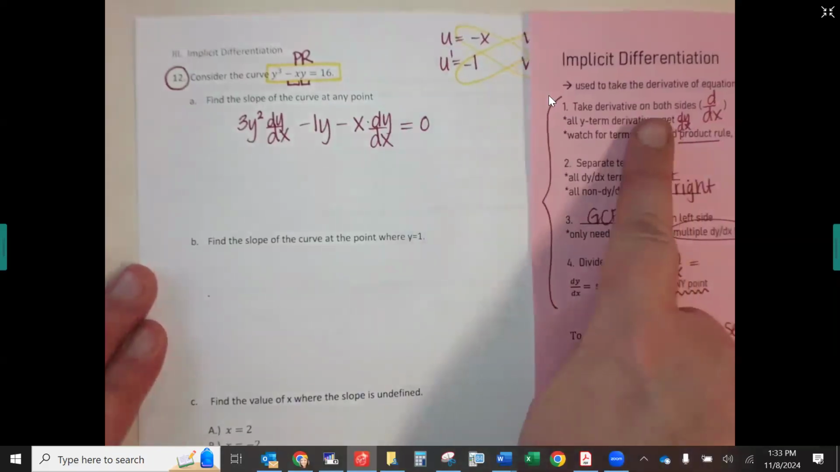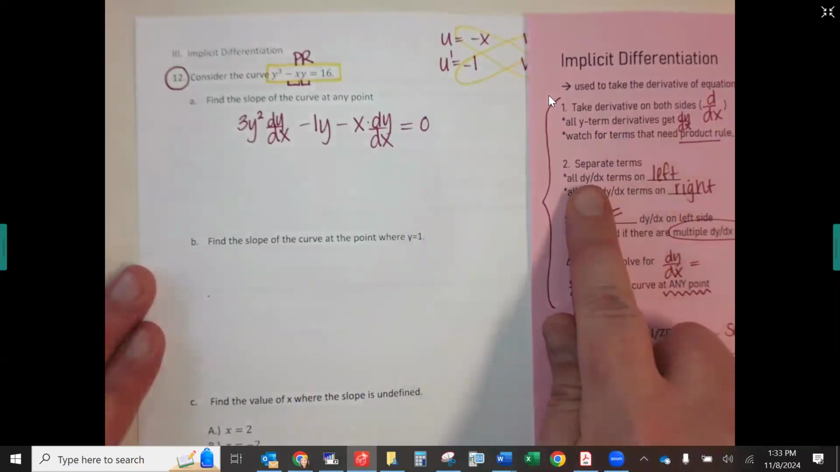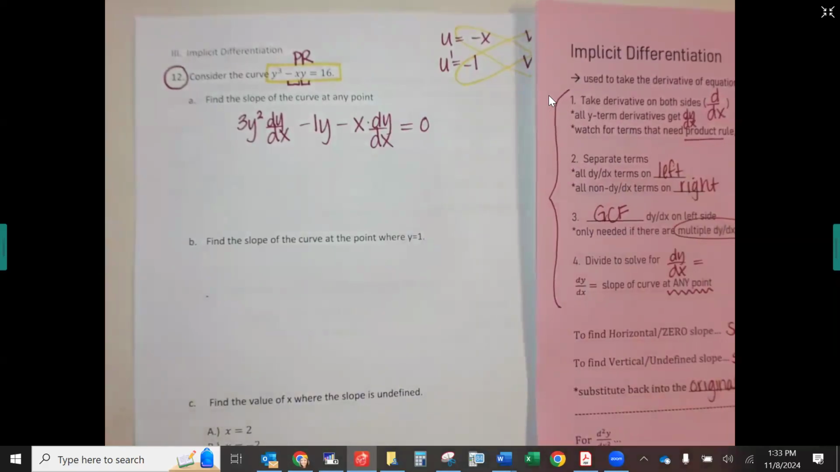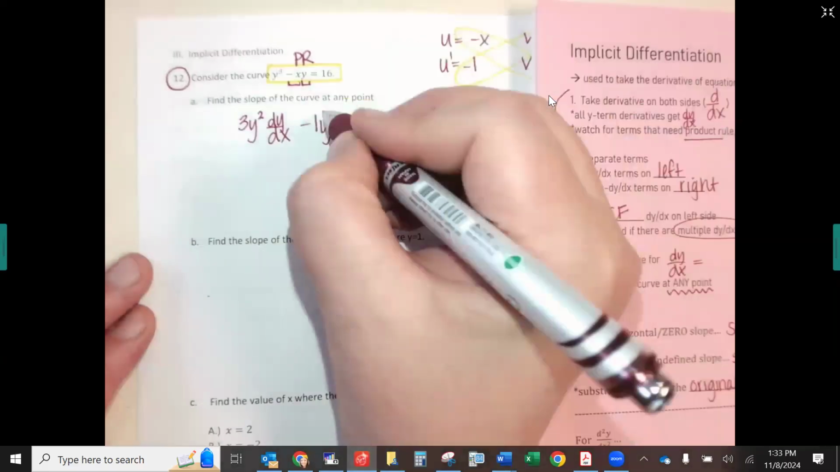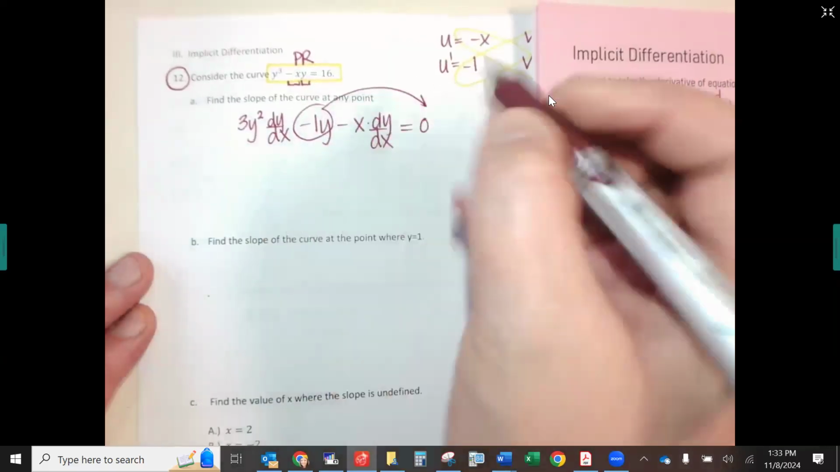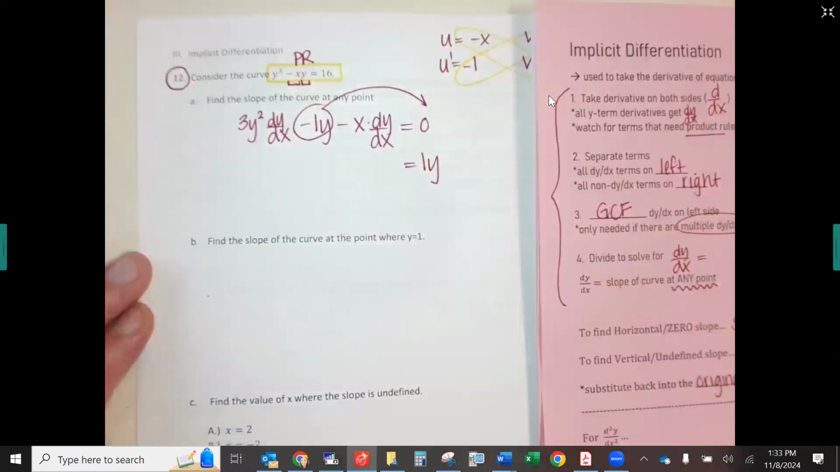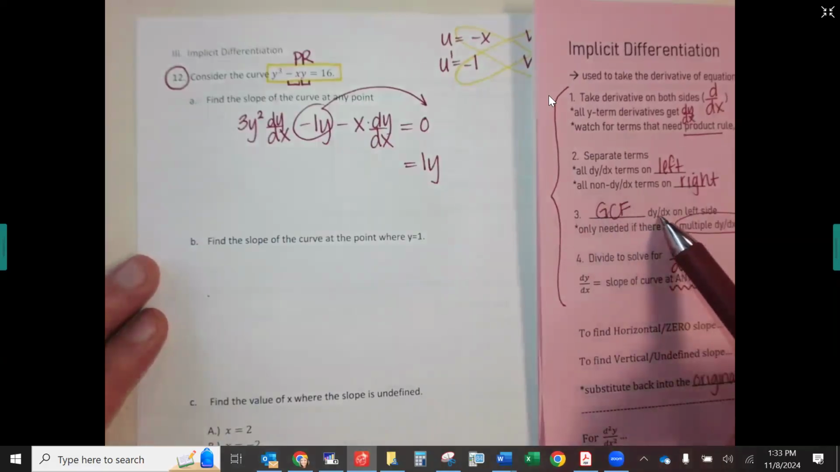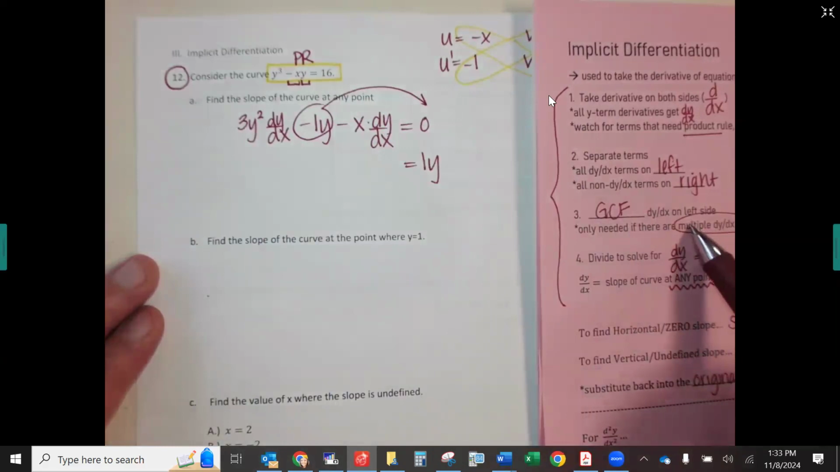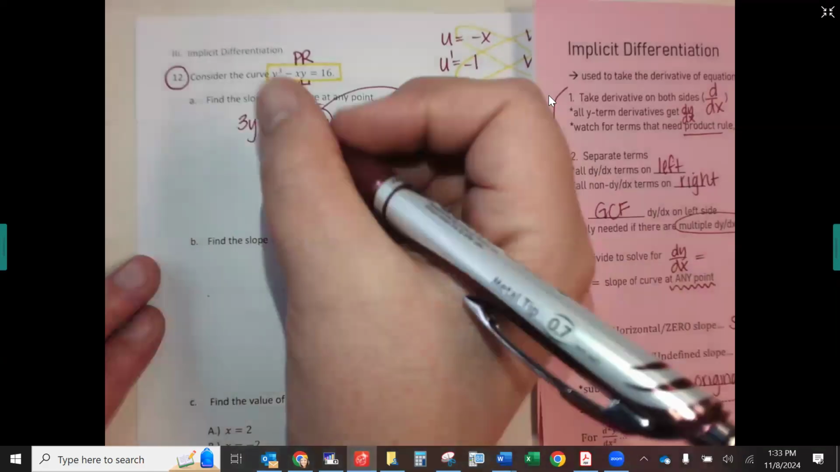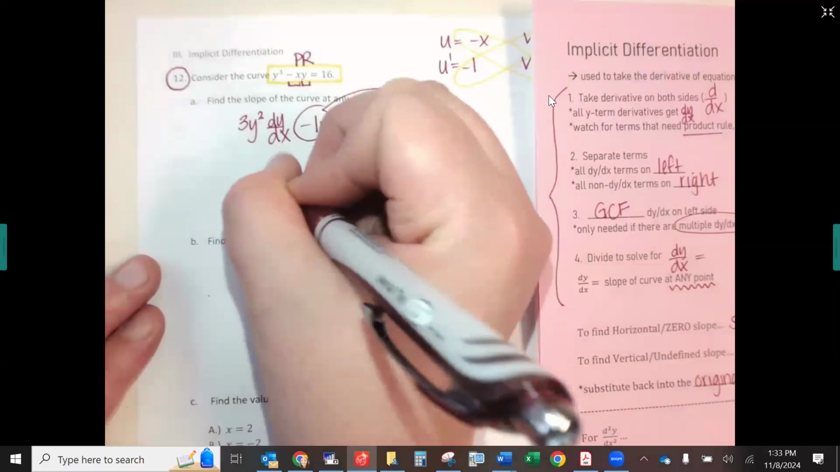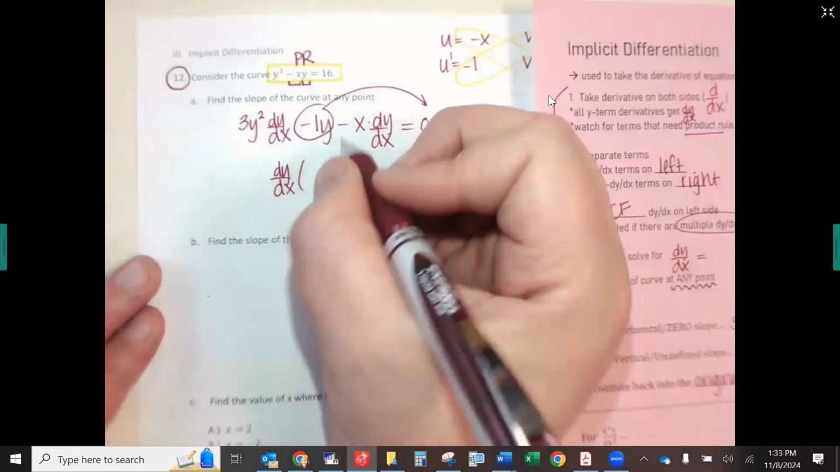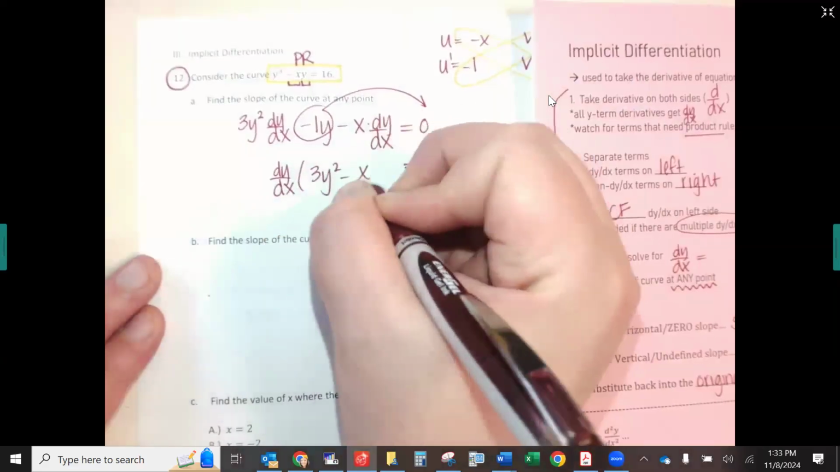So after we take the derivative on both sides, we want to get all the dy dx terms on the left. Anything else on the right? Who are we moving? Negative y is going to move over to the other side now as a positive 1y. Okay, then on the left-hand side, I want to take the GCF of the dy dx out only if I have multiple terms. Do I? Yes. So I'm going to pull my dy dx out. That's going to leave me with a 3y squared and a minus x in parentheses.